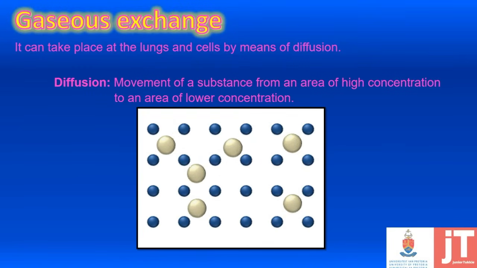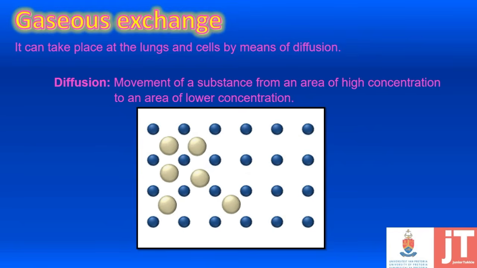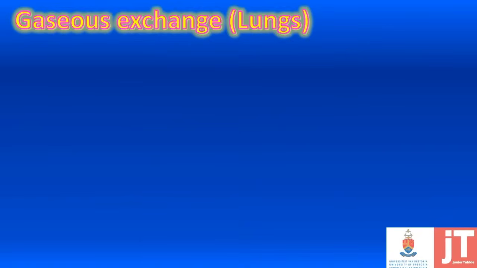Diffusion is the movement of a substance, so in this case oxygen and carbon dioxide, from a high concentration to a low concentration until it's evenly spread. So that's how oxygen and carbon dioxide will move into and out of the blood.